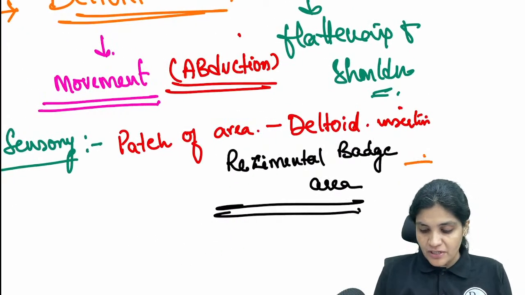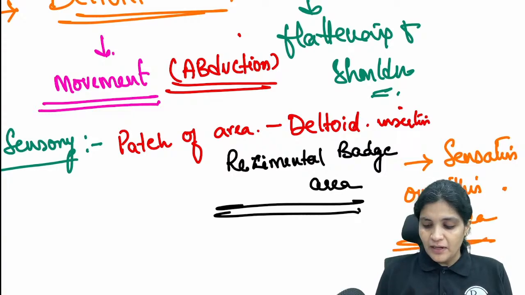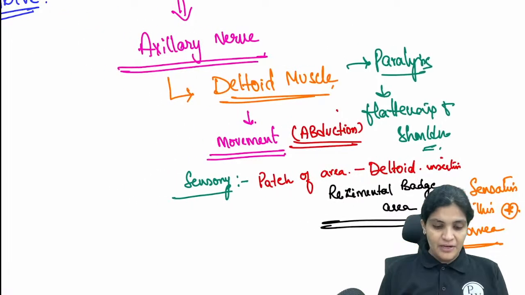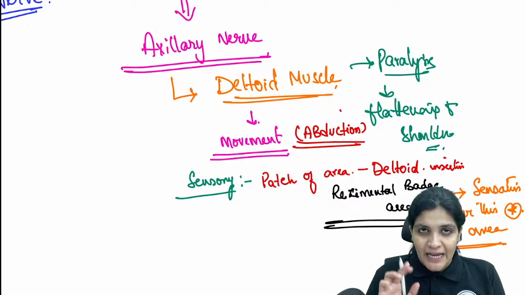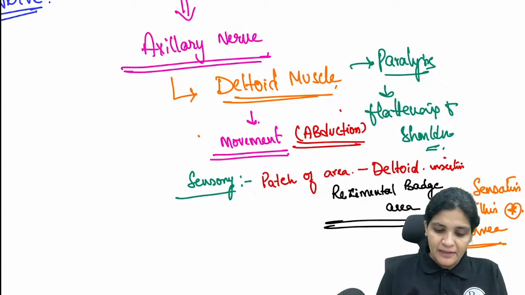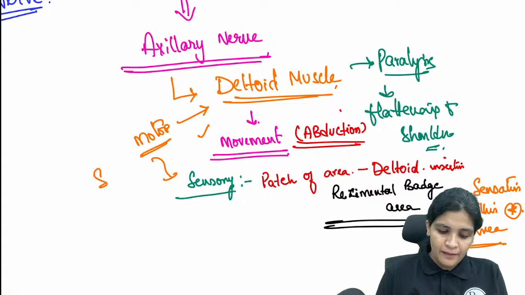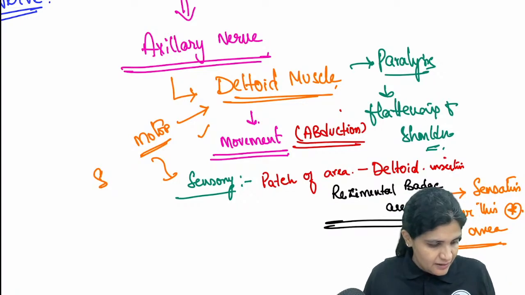So now we are going to test for sensations over this area, right? So this is also a very, very important question they will ask. They will ask you about the deltoid muscle and its supply by the axillary nerve, and what its supply is. So the nerve supply, that is motor, it is mainly the deltoid, and sensory, it is mainly the patch of area, that is the regimental badge area, right?